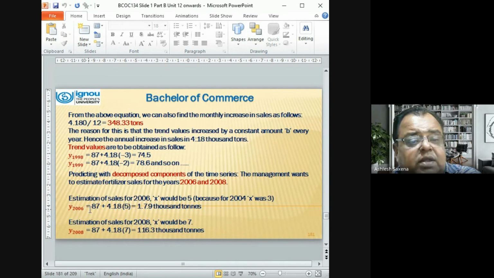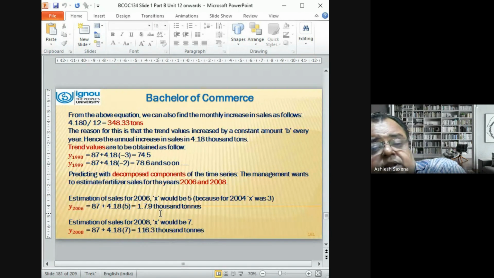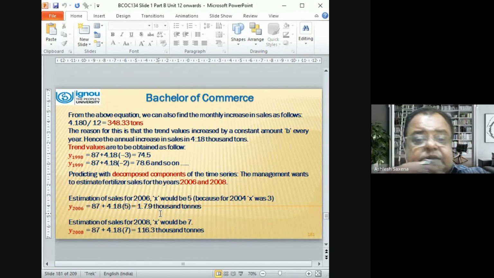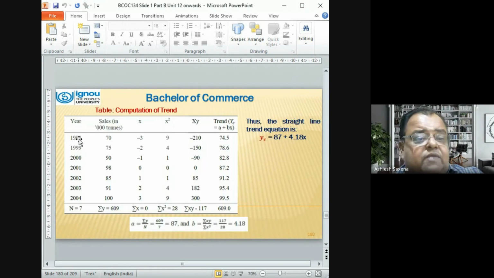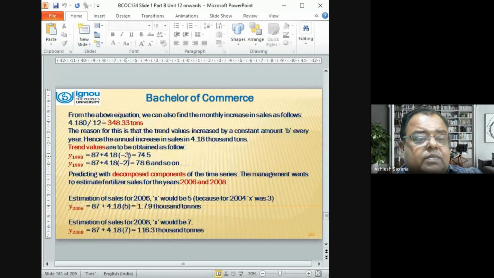What we are doing? 87 plus 4.18 into 5, which comes out to be 1.79 thousand tons. Similarly, for 2008, we will be adding 2 more to this. 5 plus 2 is 7. Straight away multiply, you will get the value. And if you want to evaluate before this, 1997, so what we will be doing? We will be replacing this x by minus 3.